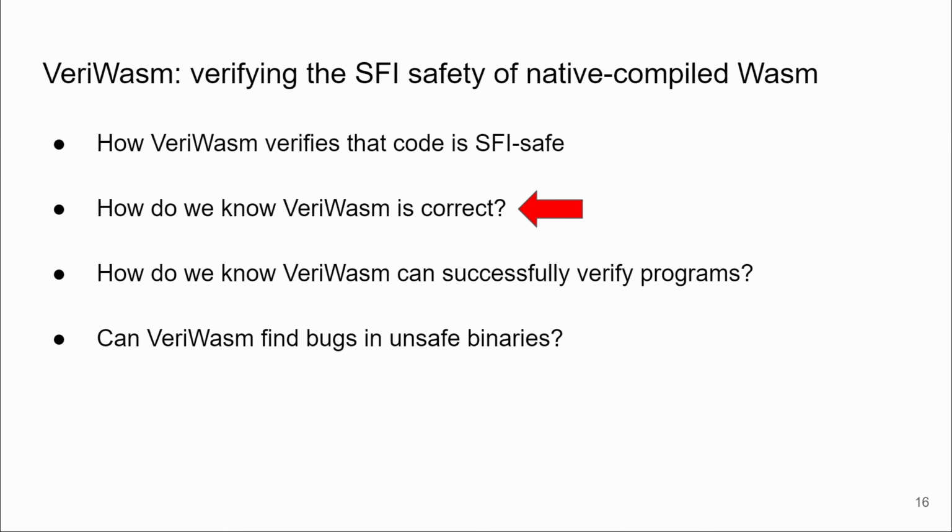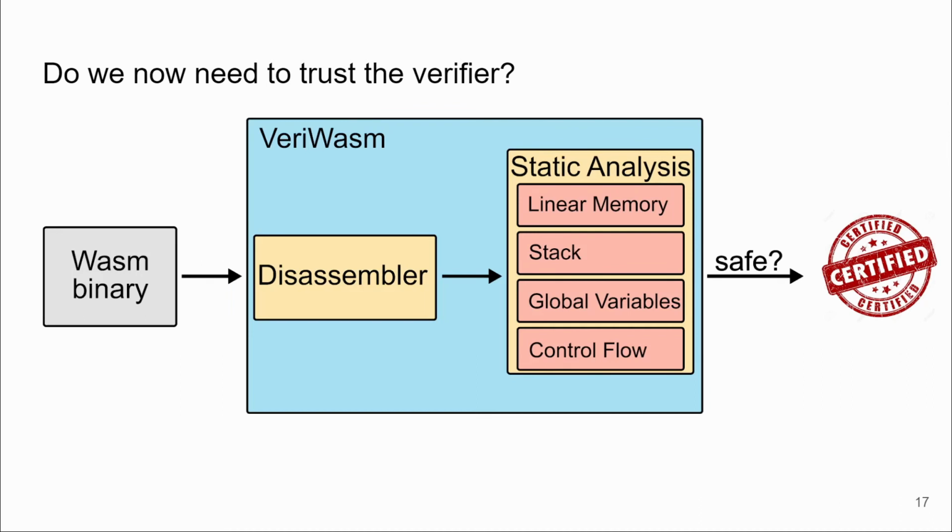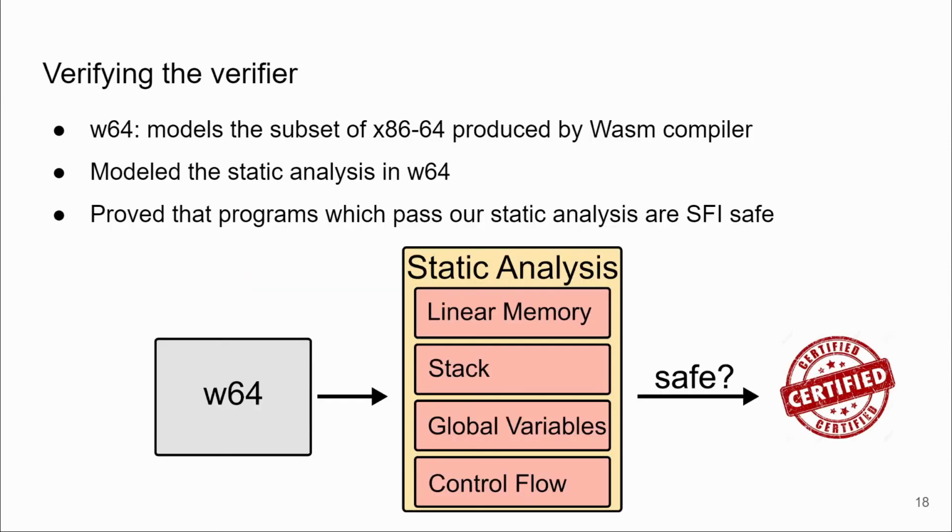How do we know that these local analyses actually give us the guarantee we want, that malicious code is actually isolated? To prove that our analysis guarantees isolation, we did the right thing and formally verified the static analysis algorithm in Coq. Specifically, what we prove is that if a WebAssembly program passes all of VeriWasm's checkers, then the binary is isolated. To verify VeriWasm's analysis, we created W64, a small DSL which models the subset of x86 which the Wasm compiler can produce. With W64, we don't have to model all x86 to prove that our verifier only certifies safe programs. Instead, we recreated our static analysis to operate on W64 and prove its correctness.